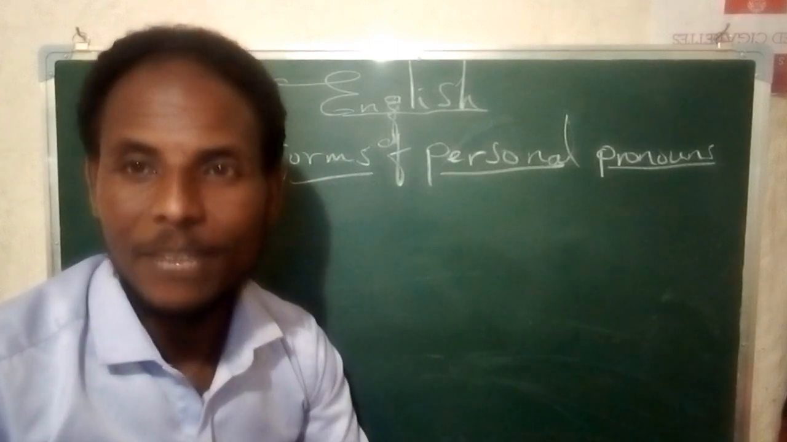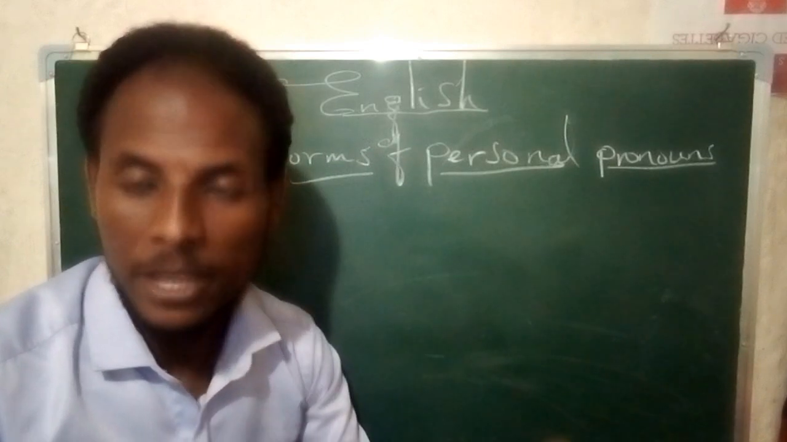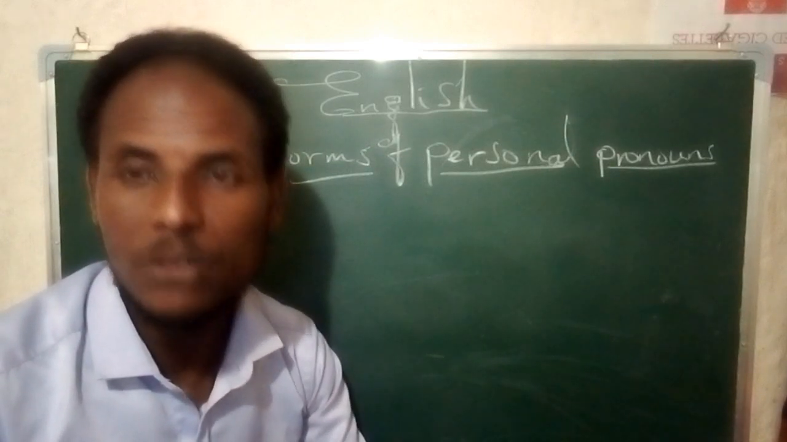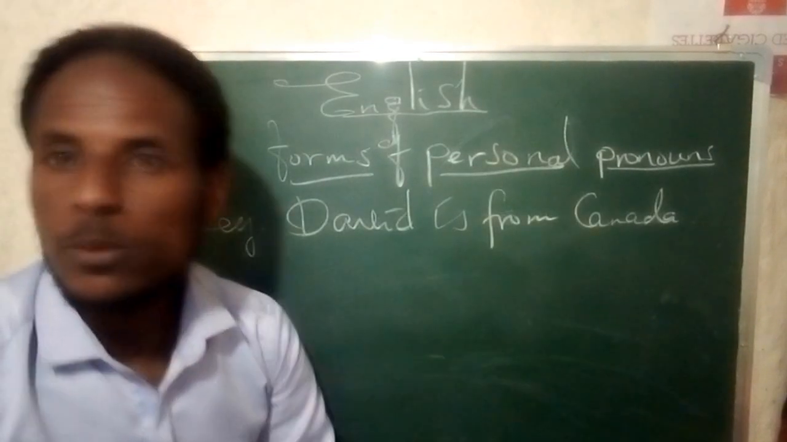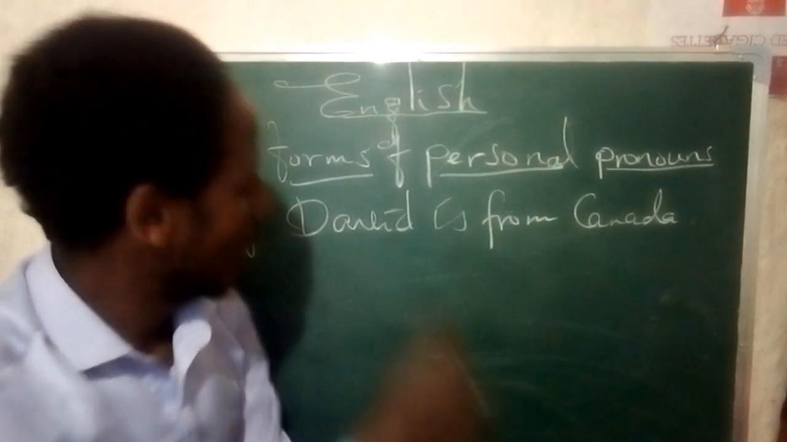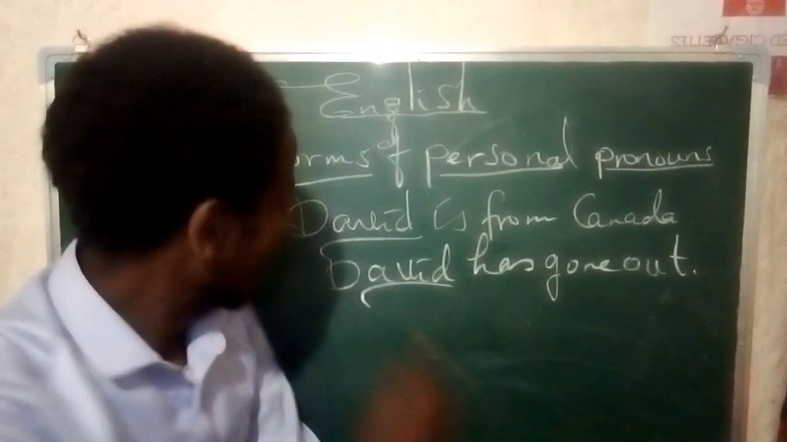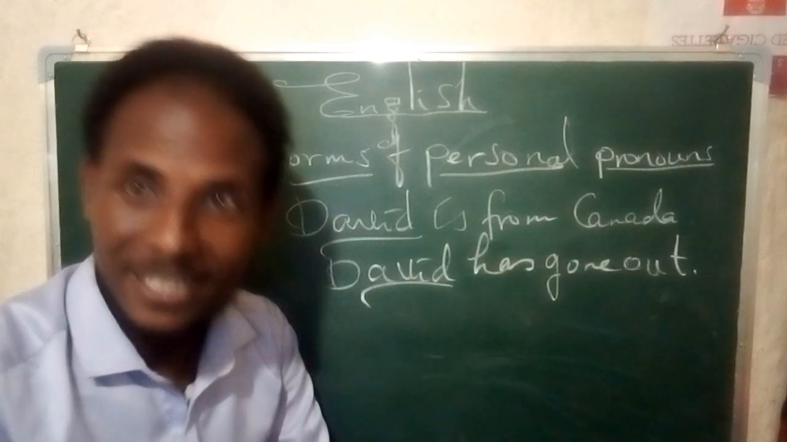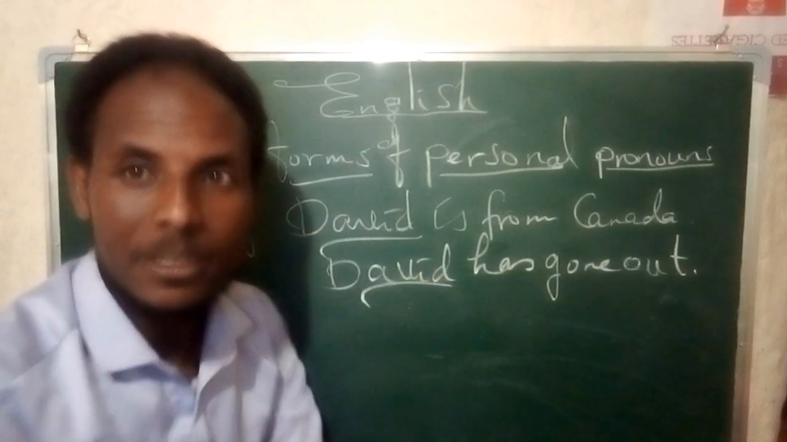For example, David is a proper noun, so we're going to use the pronoun he for the proper noun David in order to leave out repetition. David is from Canada. In this sentence, I used the proper noun David. David is from Canada. David has gone out. In the sentence, the subject David is repeated.